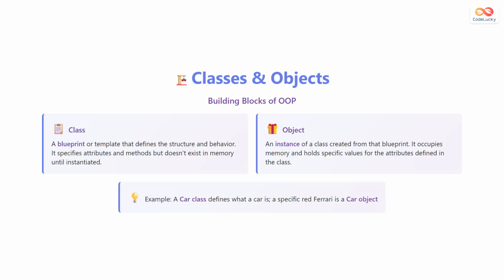A class is a blueprint or template that defines the structure and behavior of objects. It specifies attributes and methods, but doesn't exist in memory until you create an instance. An object, on the other hand, is an actual instance created from that class blueprint. It occupies memory and holds specific values for the attributes defined in the class. For example, a car class is the blueprint, while a specific red Ferrari is a car object.